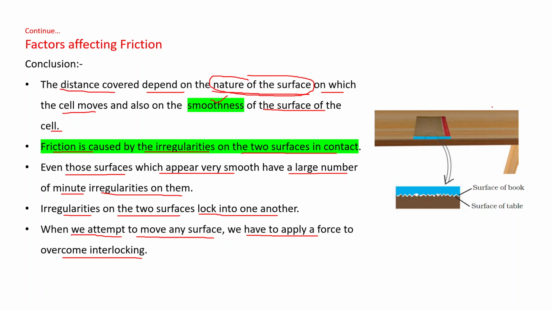You can see this diagram. This is a table and this is a smooth surface and this is a book. You can see these are the irregularities on the surface of the table and these are the irregularities on the surface of the book. They interlock. That's why if we want to move the book, we have to apply force to overcome this interlocking.